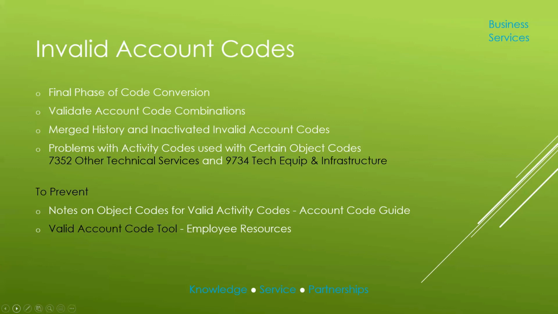So object code 7352, other technical services, and object code 9734, technical equipment and infrastructure. Most of the time, you must use activity 32, instructional technology, with these. And I've tried to make some notes on the account code guide next to the object code. We also have the valid account code tool posted on our employee resources. So you can go out there and check and see if this is a valid combination, and also might help you pick a valid combination if you're struggling with what account code to use.